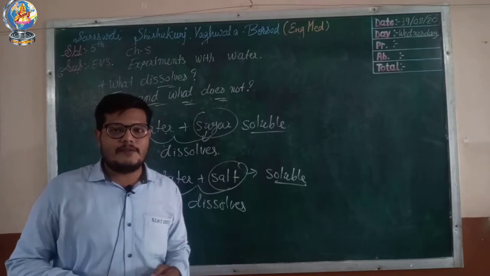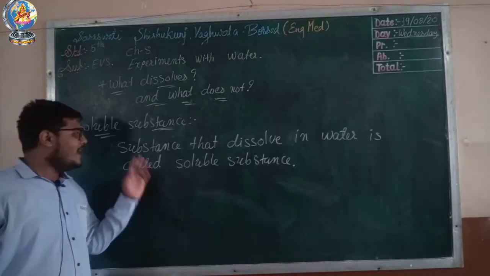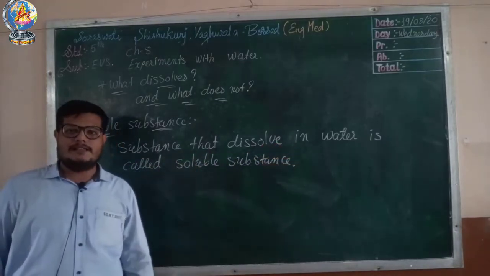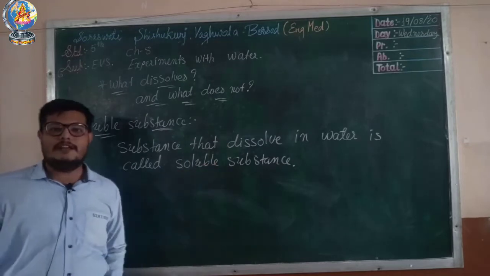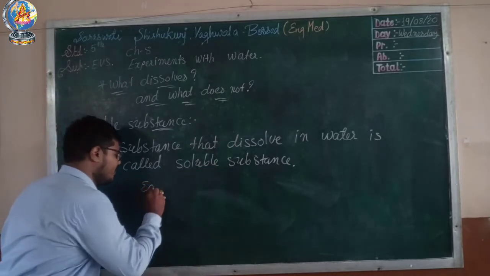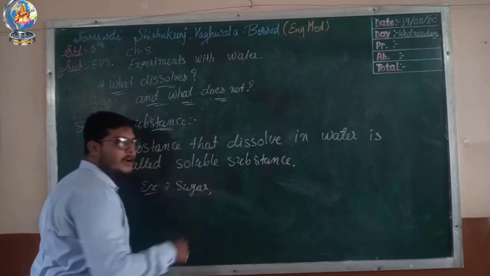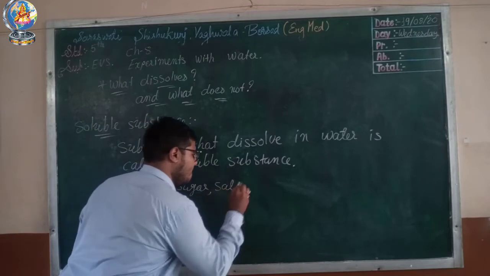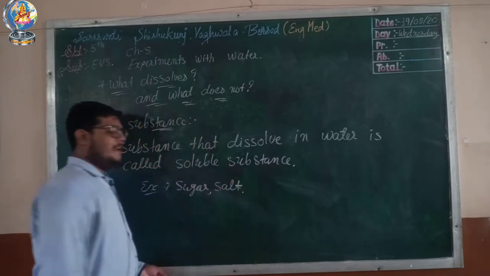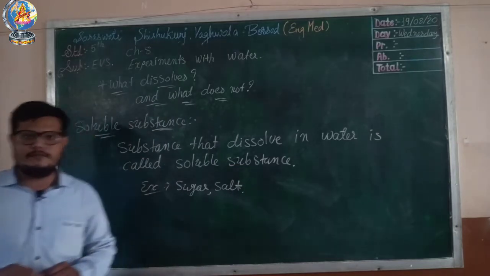So let's see the definition first of soluble substance. Now see here the definition: a substance that dissolves in water is called a soluble substance. Here we can write examples: sugar and salt. So this was your definition of soluble substance. Please take a look.